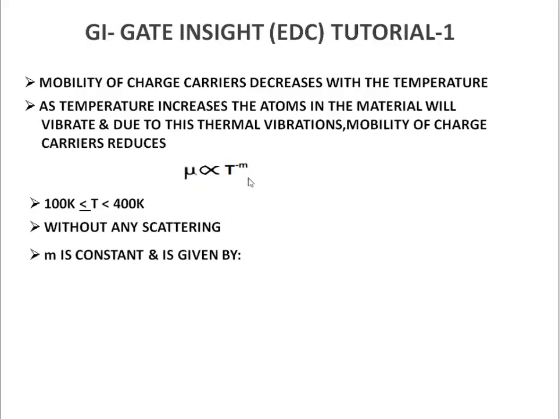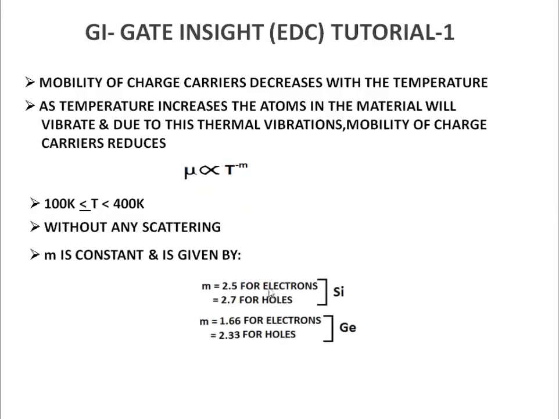This m is a constant and is given by m equal to 2.5 for electrons and 2.7 for holes, for silicon, and m equal to 1.66 for electrons and 2.33 for holes, for germanium. So remember these values because it is important. You can find out the mobility if you know the value of m and the temperature. You can find out the mobility with the help of these values.